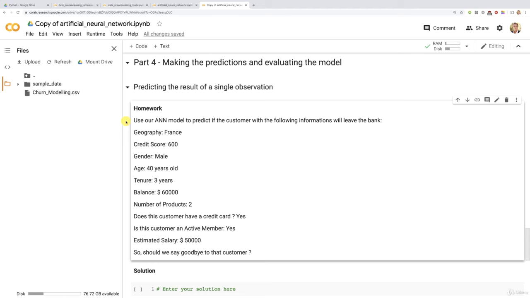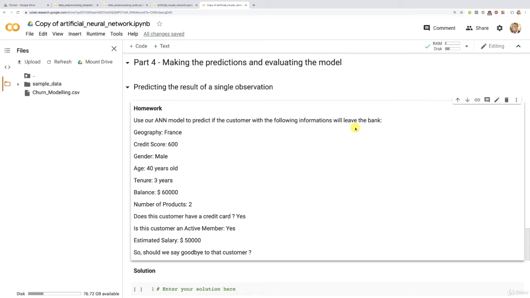Hello my friends, welcome back and mostly welcome to part 4, making the predictions and evaluating the model. At the end of the previous tutorial, I actually asked you to do a little homework, which consisted of using your ANN model to predict if the customer with the following informations will leave the bank, yes or no. So I hope you did well.